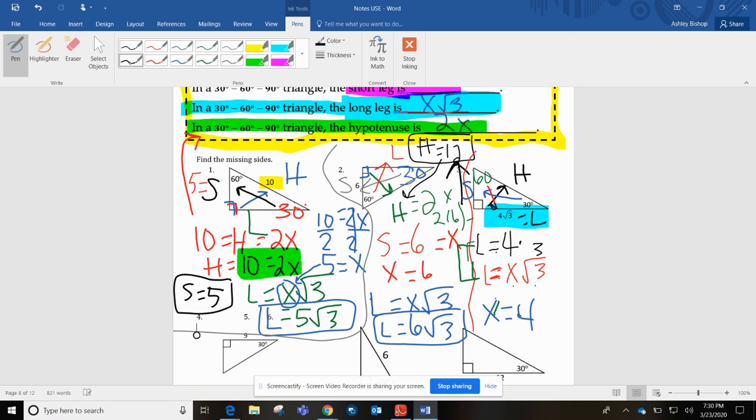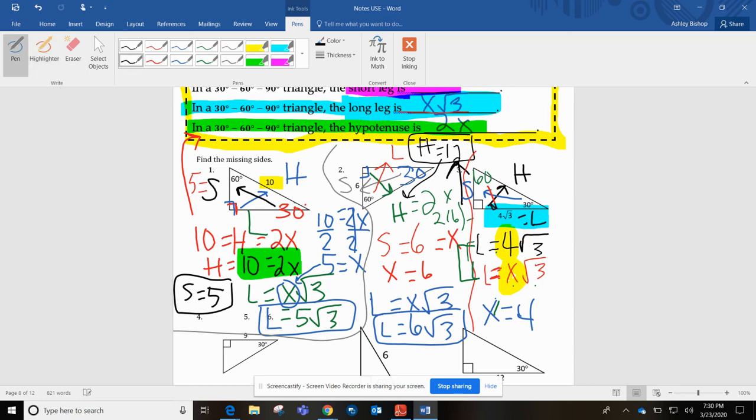But if my long side is equal to 4 times the square root of 3, that was given to me, and the rule says that the long side is equal to x times the square root of 3, then whatever is in front of my square root of 3 must be my x. So my 4 is in front of my square root of 3, and that must be my x. So my x is equal to 4.